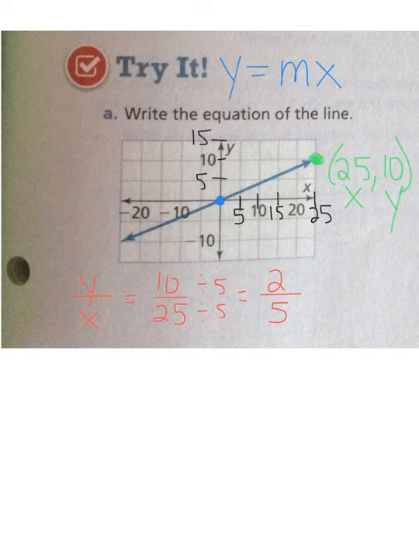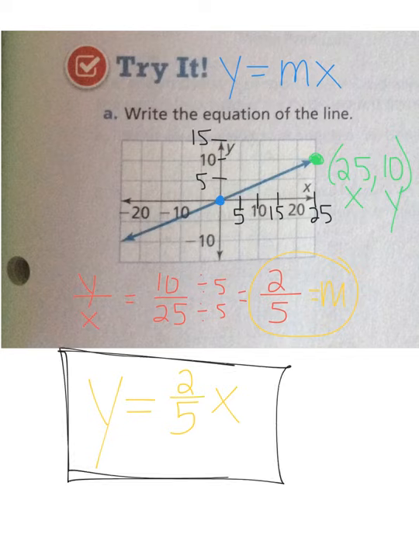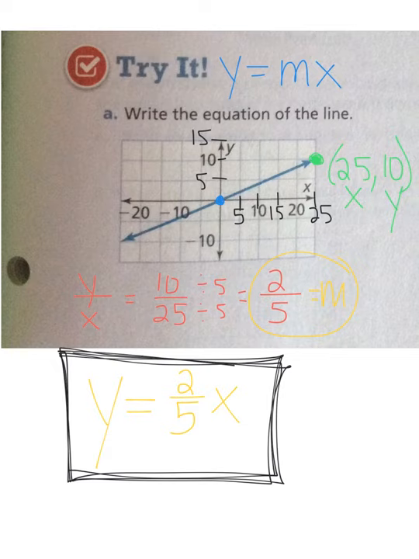And our equation, it said write the equation. So this is your m. We're going to write our equation, which is y equals, instead of the letter m, we're writing the 2 over 5, and we put the letter x with it, and we are done. So we are writing equations that are proportional relationships, meaning that they are going through 0, 0. That's it. We'll jump into our practice.